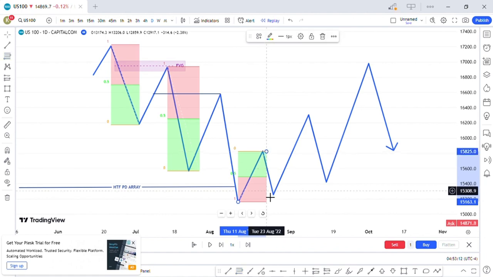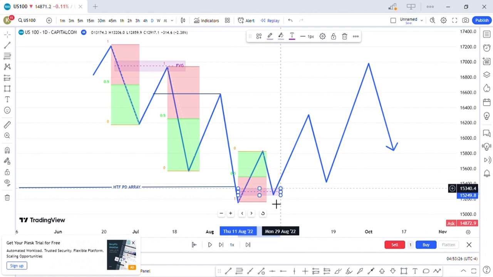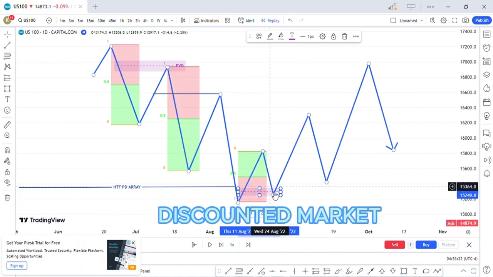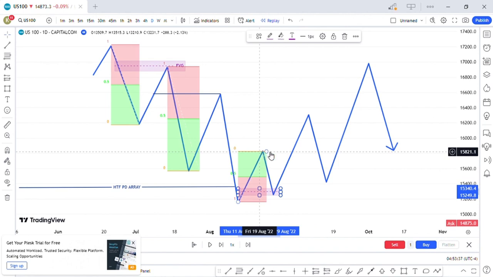Where did the market come? The market came to the discounted market. What do you do with that? You look for a PD array in this discounted market in the form of a breaker, order block, or a fair value gap. Let's say you have a fair value gap, then you buy at the fair value gap in the premium market. Then the market broke this high with a break of structure or change of character.